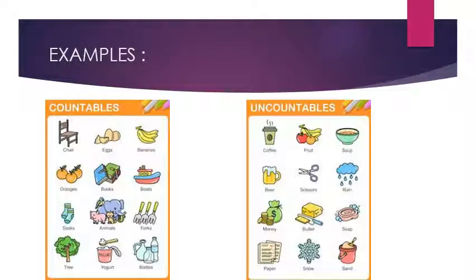Through the examples you can see, children, two tables of countable and uncountable nouns. Here it is given to differentiate it very clearly. Countable nouns: chair you can count, eggs you can count, bananas you can count, oranges you can count, books, boats, forks, animals, trees. So many pictures are given here to count. In the category of uncountable nouns, clothes, fruit, soup, these things cannot be counted.